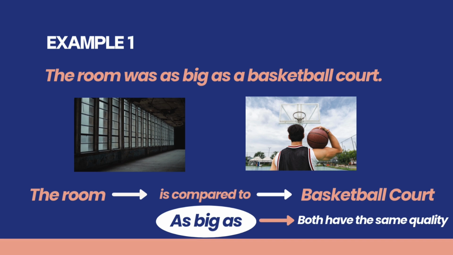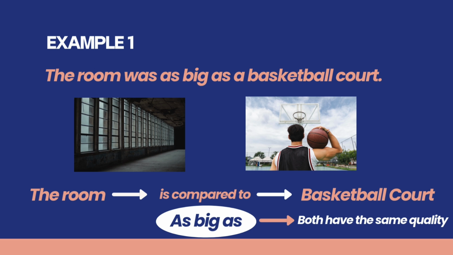Example 1. The room was as big as a basketball court. Let's look at this example. Now here we are comparing two different things. One is the room and the other is the basketball court. Both are not the same, right? But they share one similar quality. They both are big. So when we say as big as, we are using the word as to compare these two things. So that's what makes it a simile, a comparison using as.